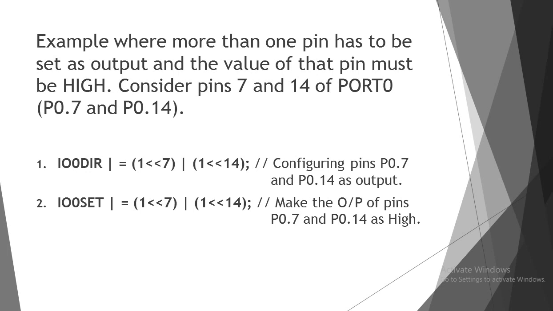Let's see another example. In this example we are setting two pins, port 0's pin 7 and pin 14. So first we define the direction: IO0DIR |= 1 << 7 | 1 << 14. So it will define port 0's pins 7 and 14 as outputs. Now we will set pins 7 and 14 as logic high. So IO0SET |= 1 << 7 | 1 << 14.